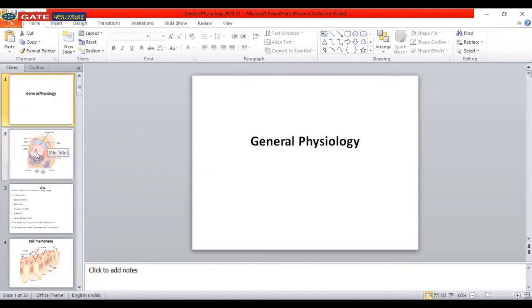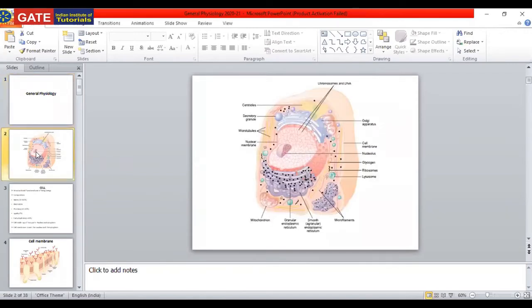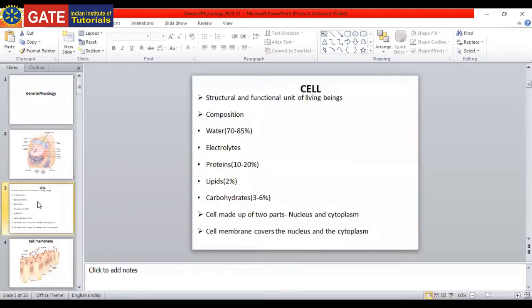So the basic unit is the cell. The cell is bounded by a membrane, and that's called the cell membrane, or the plasma membrane. So why do you think there should be a membrane? It separates the cell from the external environment, right? Thus the cell will be protected, and it maintains the balance between the exterior of the cell and the interior of the cell. So it forms the structural and the functional unit of living beings.